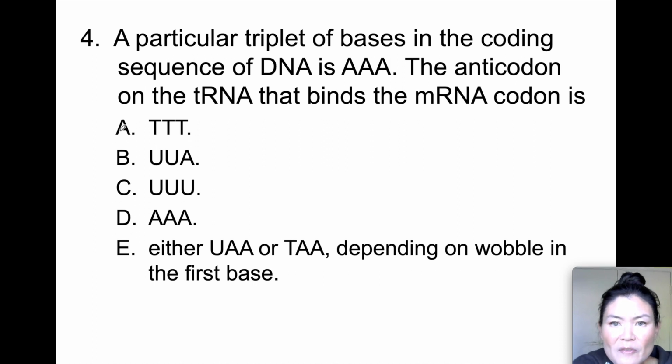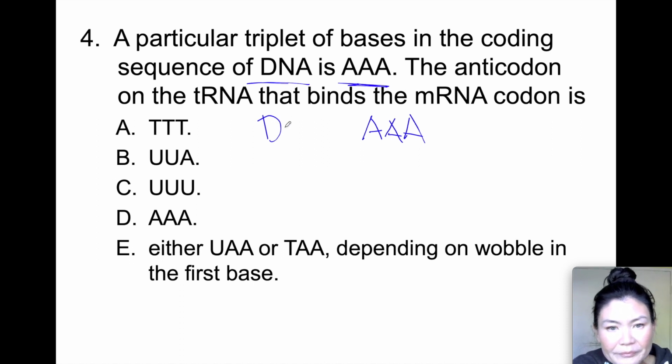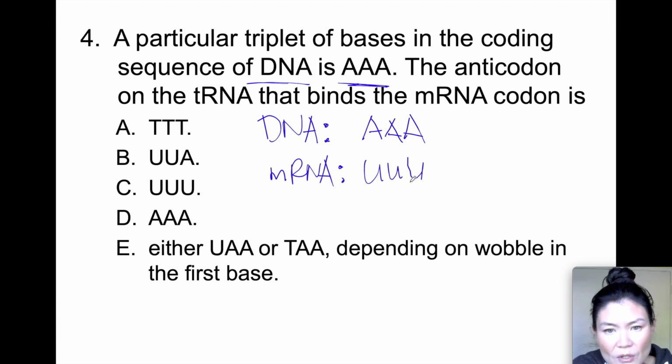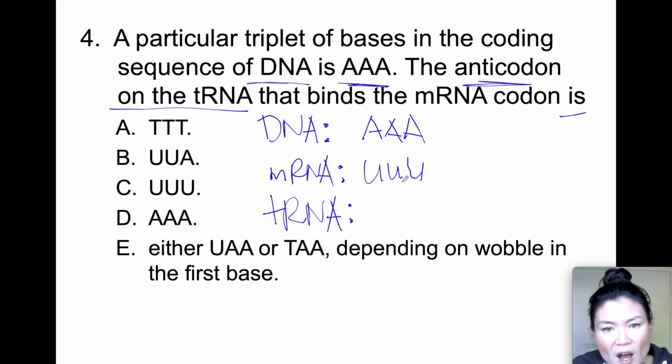A particular triplet of bases in the coding sequence of DNA, so DNA is AAA. The anticodon on the tRNA that binds the mRNA codon is, okay? So what it's saying is that the DNA is AAA. Therefore, what's the mRNA? mRNA is going to be UUU. But you guys, the question is asking what the anticodon on the tRNA is, okay? So then the tRNA anticodon opposite to the codon is going to be AAA. So the answer is D.